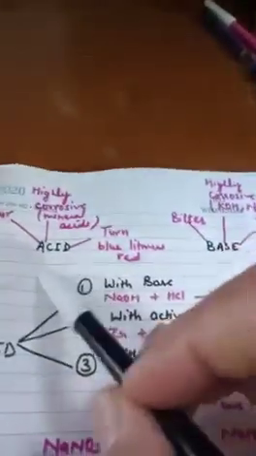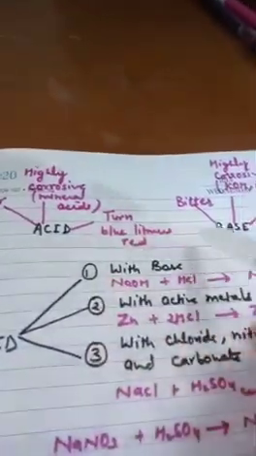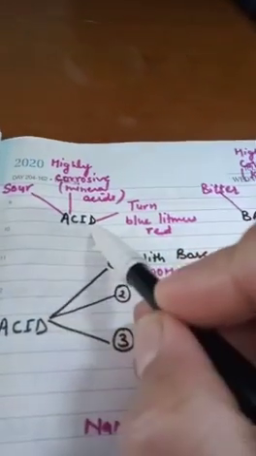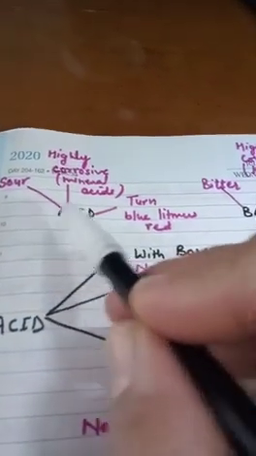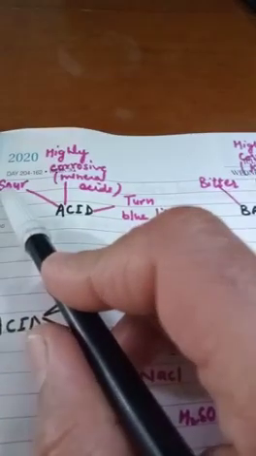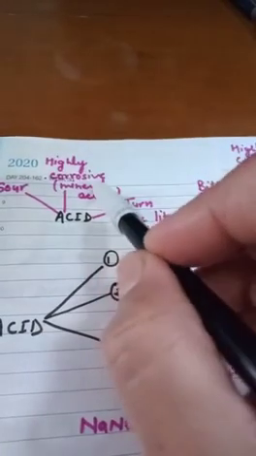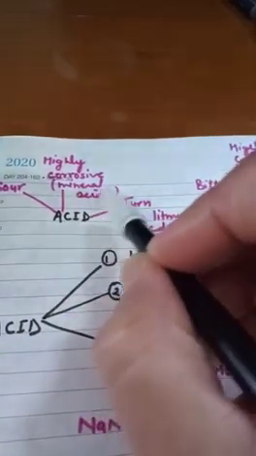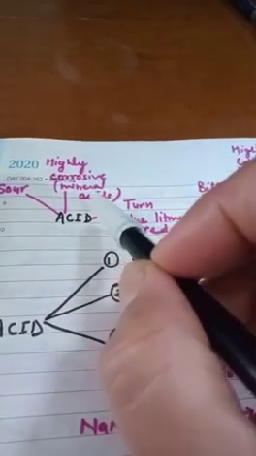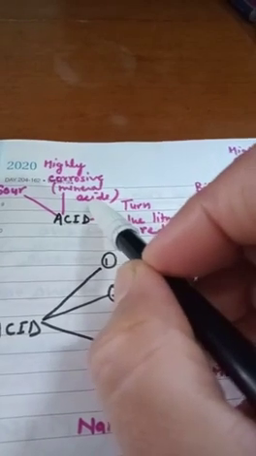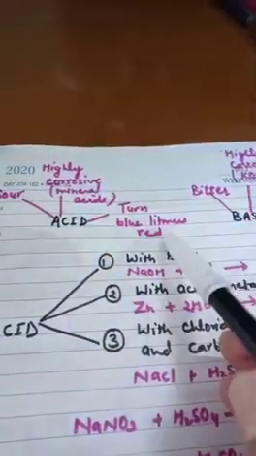Hello students. Today we will study properties of acid and base. Let us first discuss the physical properties of acids. Acids are sour in taste. There are some acids which are highly corrosive. These are mineral acids like HCl, H2SO4, HNO3. These are highly corrosive acids.